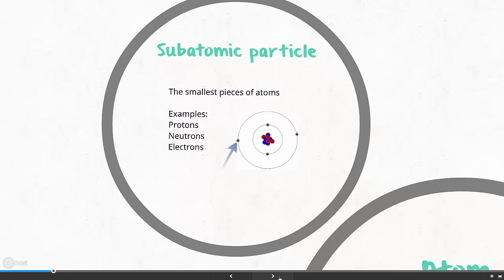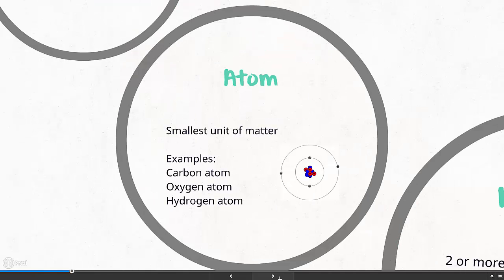Going one step up, subatomic particles make up atoms. An atom is the smallest unit of matter. So you can have a carbon atom, a hydrogen atom, an oxygen atom. You could look on the periodic table of elements and pick out any one of those as well.